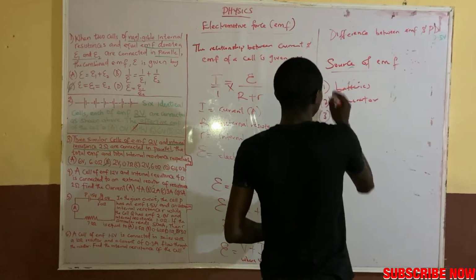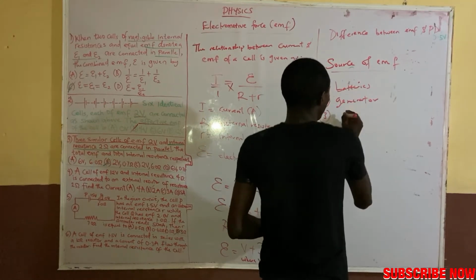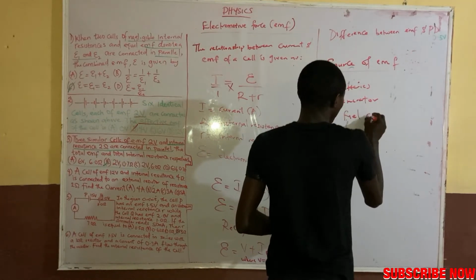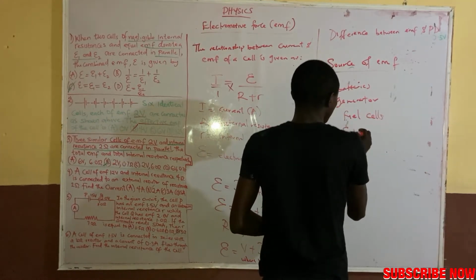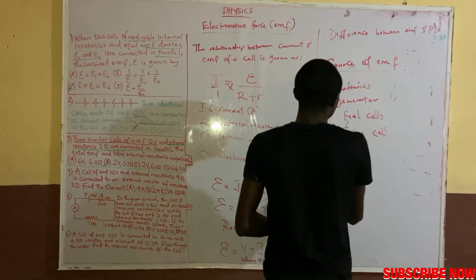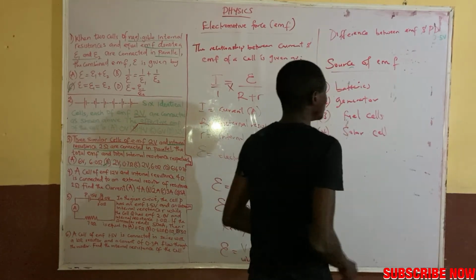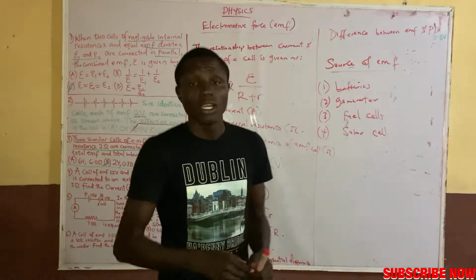They have the source, the batteries, the generator. They have the foil cell. They have the solar cells as well. So these are the sources of EMF in the cells.